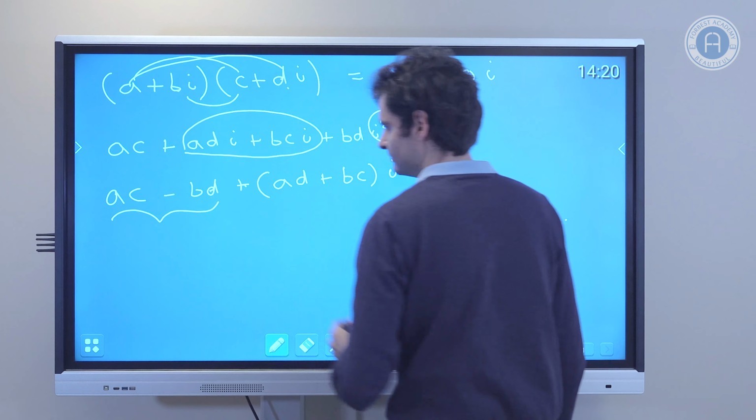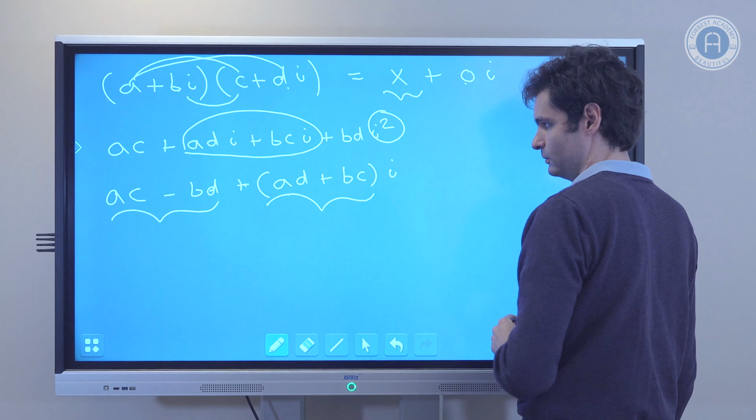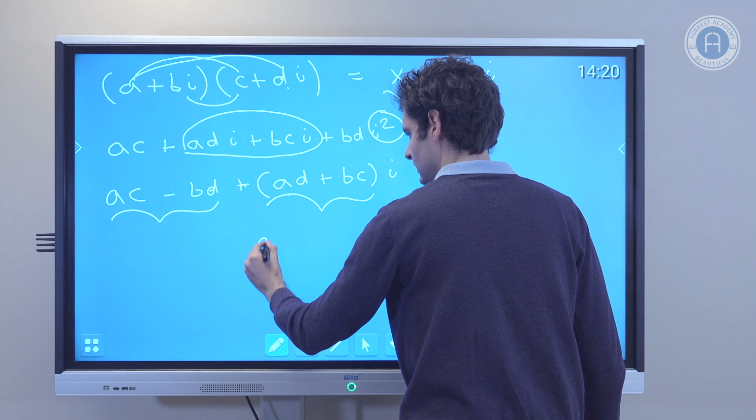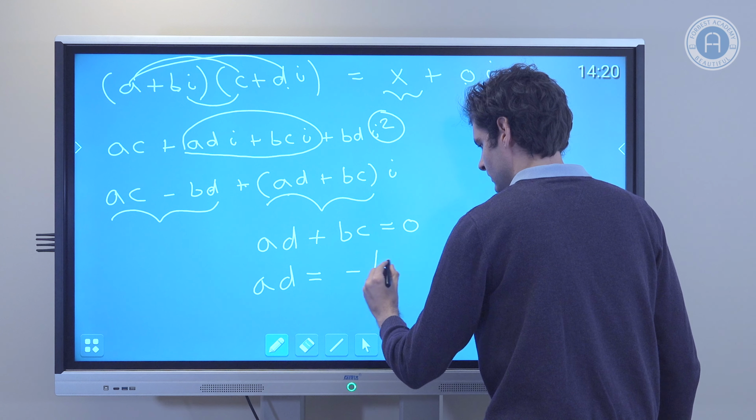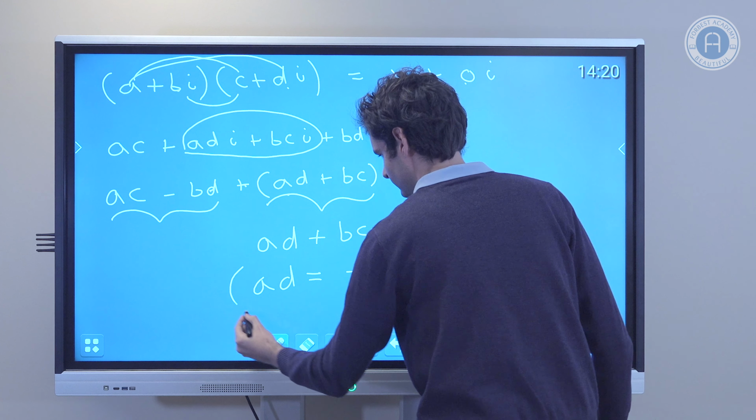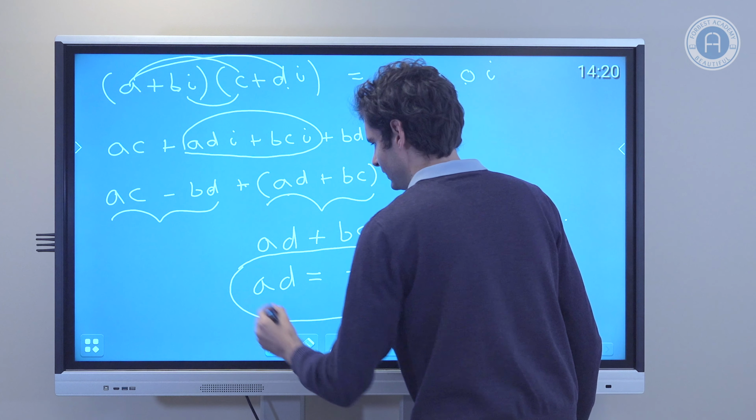So we want the imaginary part to be 0. Okay, that means that this bracket here should be 0, which means that AD should be equal to minus BC. So that is the answer.